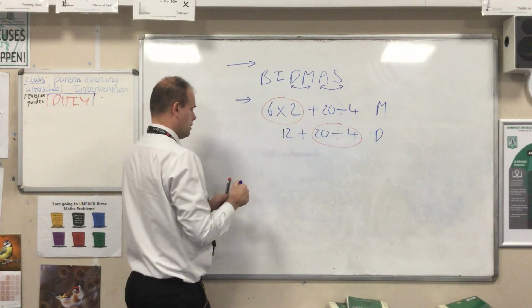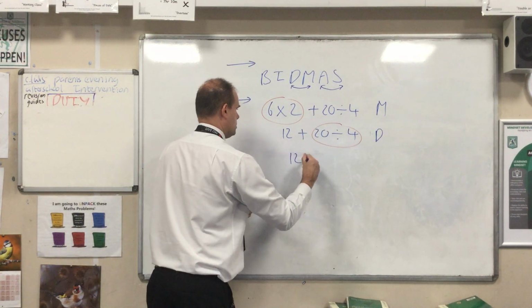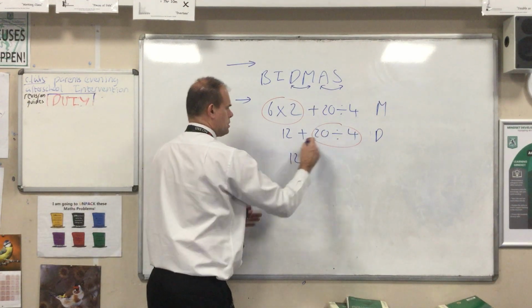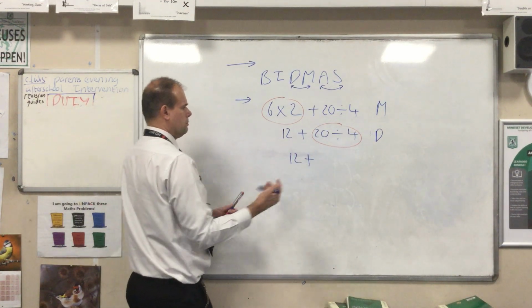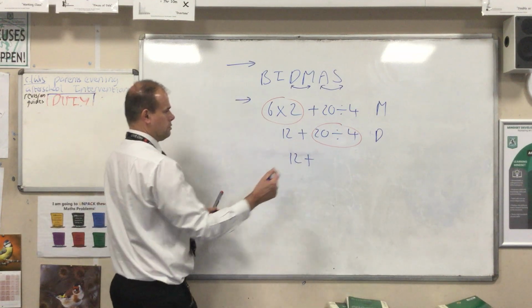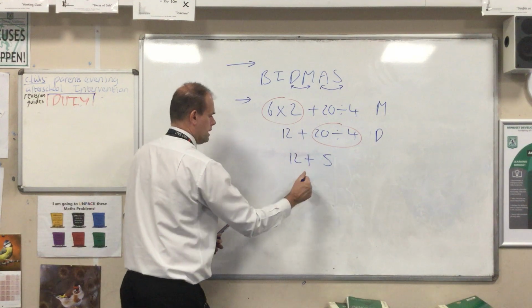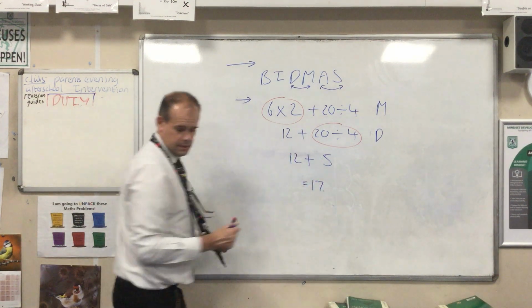So you do 20 divided by 4, remember dividing is your times table, how many 4s go into 20, how many lots of 4 away, that's 5, check it, 5 4s are 20, so that's 5. And then just add them at the end, obviously there's only one thing to do, add them together, 17.